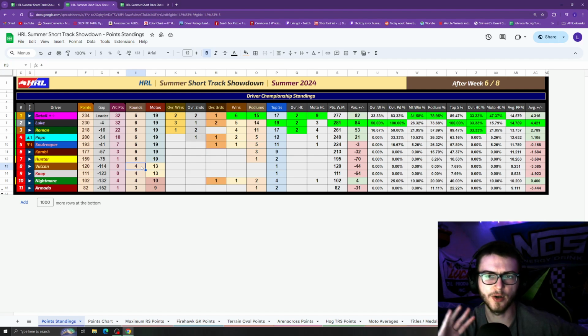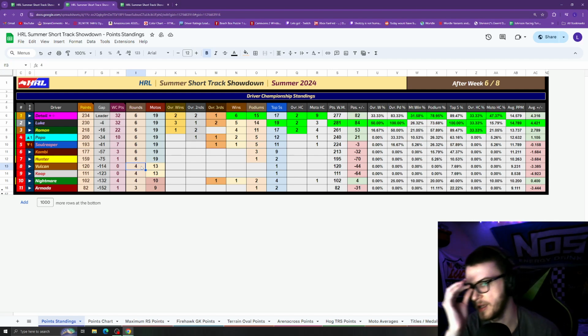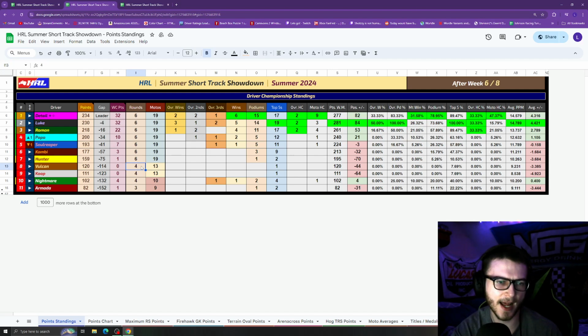I'm not going to call it yet, but Blake's basically locked in that seventh spot for the grand final, I'd say. It's just too high of a hill to climb. It'd be too crazy of a shakeup for multiple drivers to earn that many wildcard points. It's just not going to happen realistically.